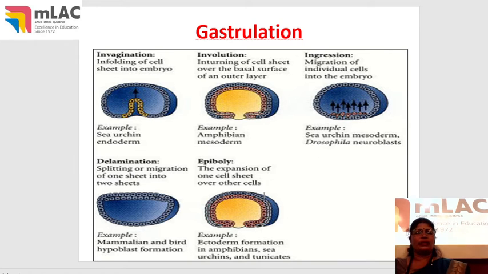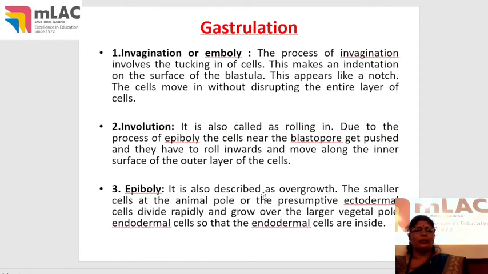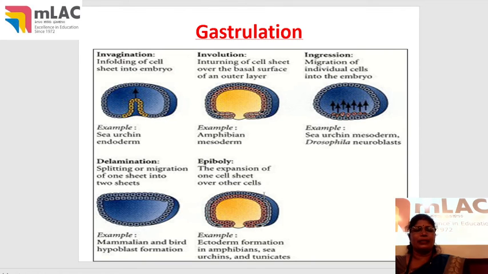First, you can see in the picture the invagination. This is also called tucking in, otherwise the infolding of the cell sheet into the embryo. Here invagination takes place from the vegetal pole, otherwise from the lateral side of the blastula, and the cells move inside. The process of invagination involves the tucking in of cells. This makes an indentation on the surface of the blastula, so it appears like a notch. The cells move in without disturbing the entire layer of cells. Here you can see that.